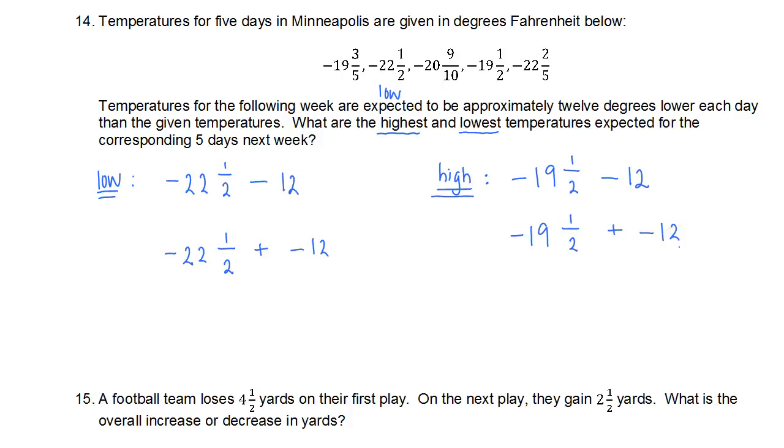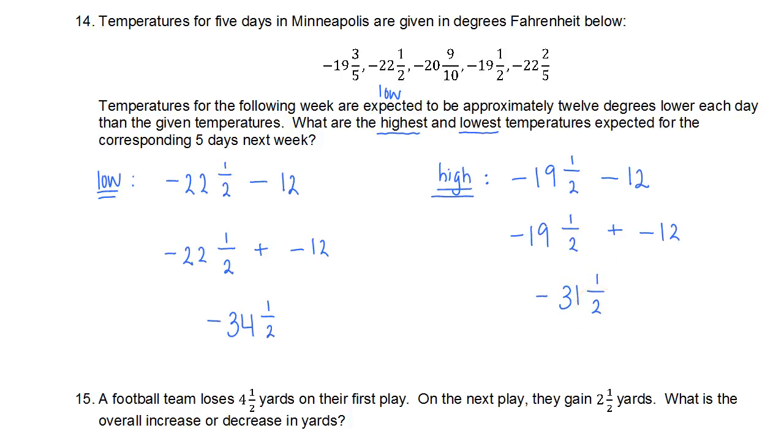Now, if we think about it, both numbers are negative in each of these expressions. So for a chip model, I would not have any 0 pairs. In other words, I'm combining all of my negatives. So for the low temperature, if I combine the two whole numbers, that's going to give me negative 34. And of course, I have the 1/2. And for the high temperature, if I combine my two whole numbers, 19 and 12, that's going to give me 31, so negative 31, and of course the 1/2.